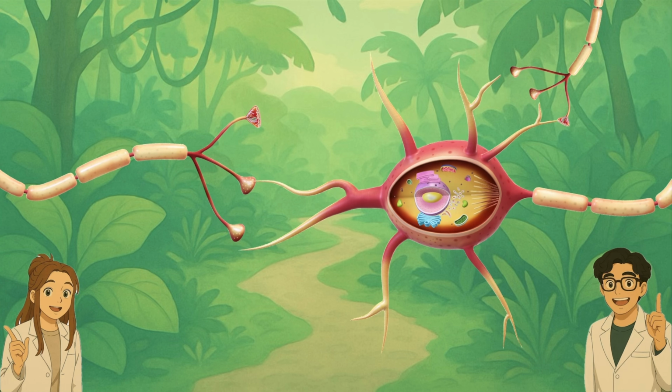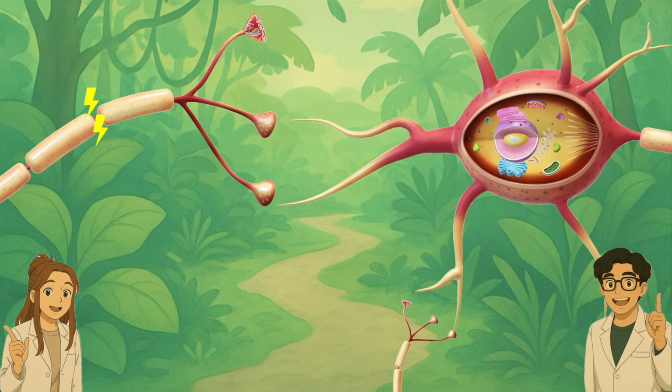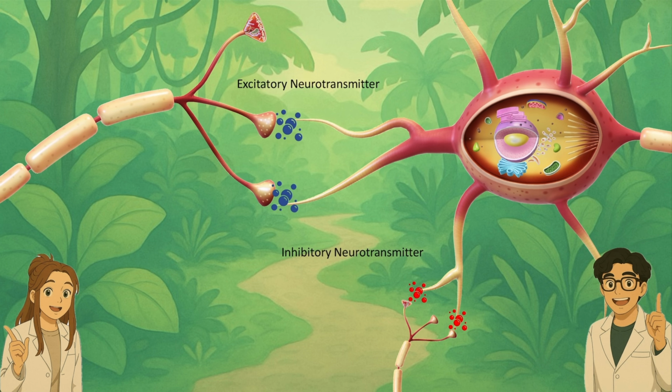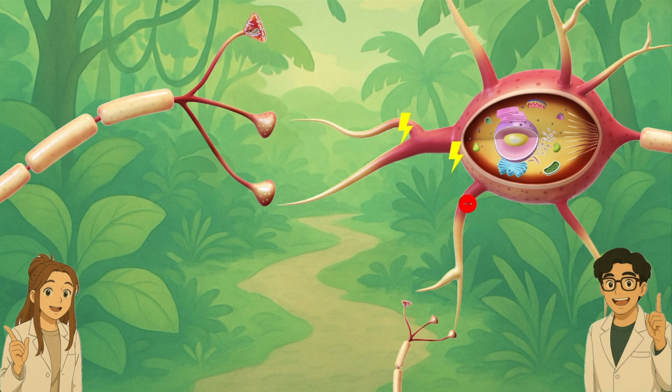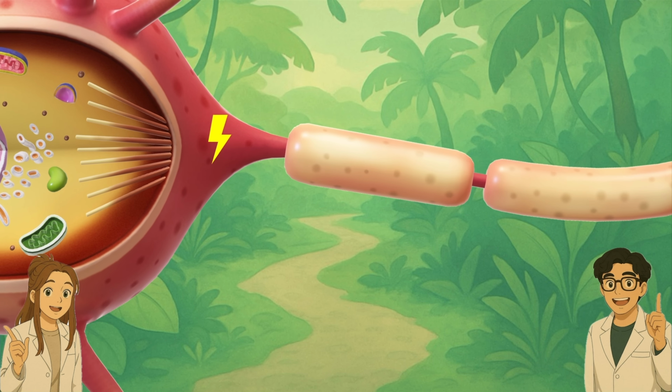So every neuron is constantly summing up EPSPs and IPSPs from all its inputs. If the net effect reaches threshold at the axon hillock, a new action potential fires, and the signal continues. If not, the neuron stays quiet.